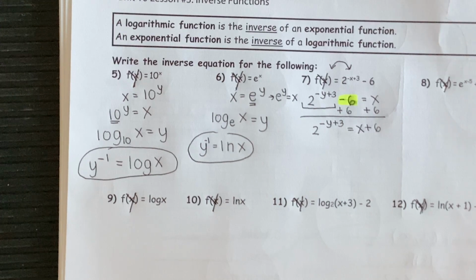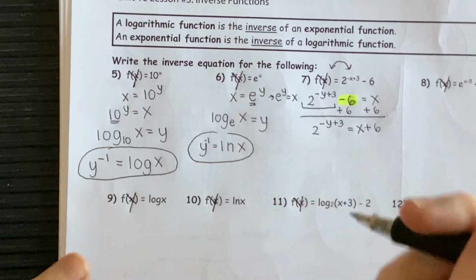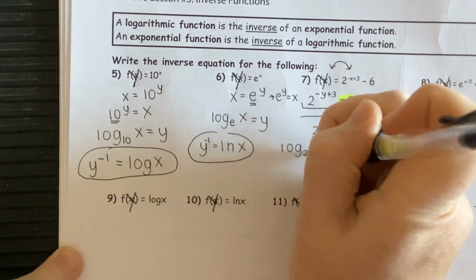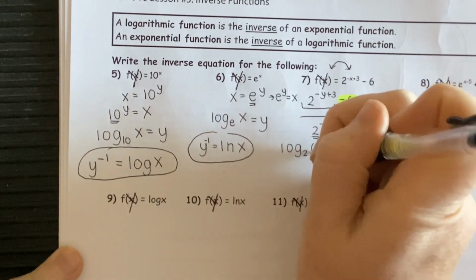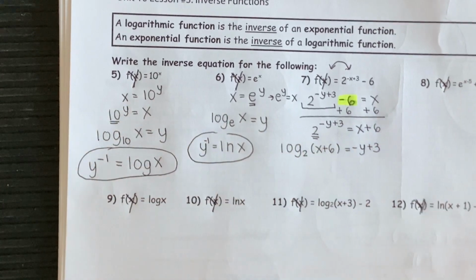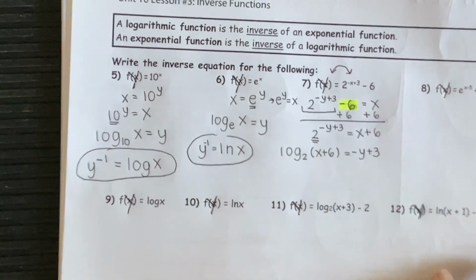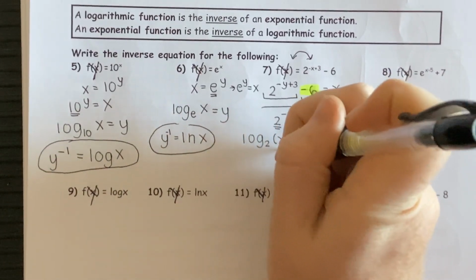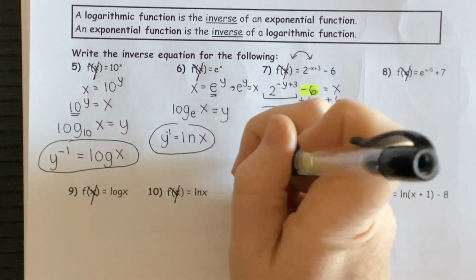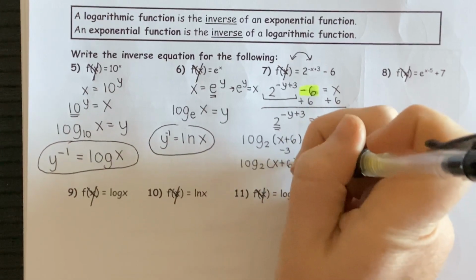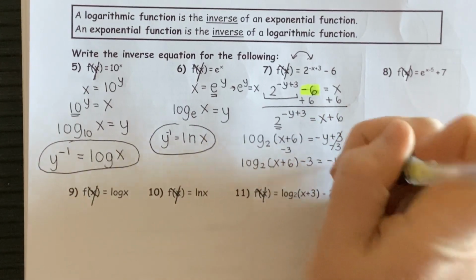Now that you've isolated your exponential, now you can rewrite as a log. So this is going to become log our base of 2, and then we're going to flip. This becomes your argument, x plus 6. Your exponent becomes what it is equal to, y minus 3. Then you just go back and you try to solve just like you would. All right, so if we were trying to solve, we would subtract 3, log base 2 of x plus 6 minus 3 is equal to negative y.